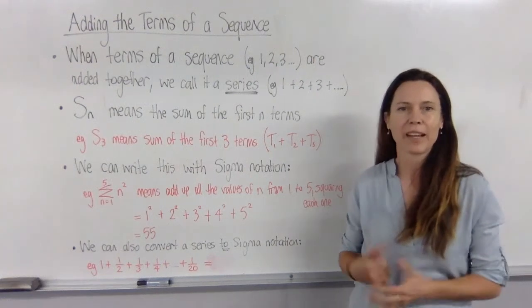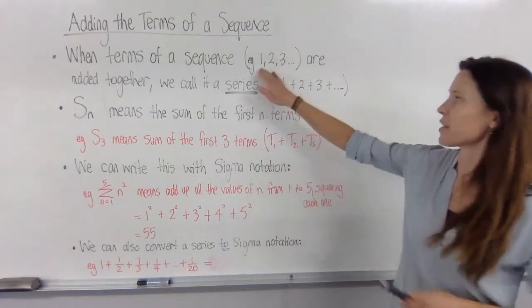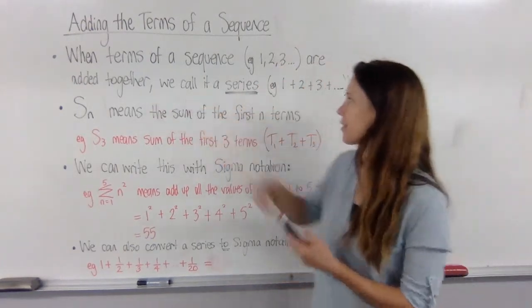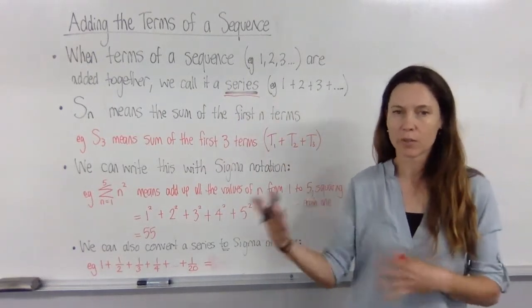Now it's time to learn about adding the terms of a sequence. When the terms of a sequence, so for example 1, 2, 3, ... when they're added together, that's what we call a series. So that's the definition of that word. And our chapter is called Sequences and Series.